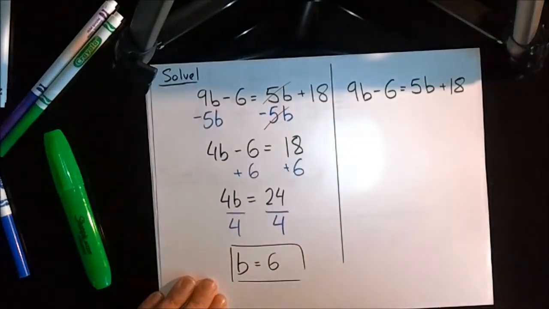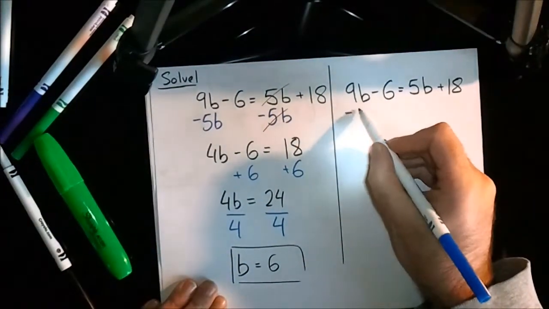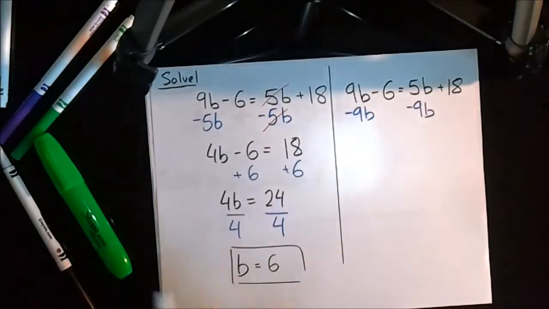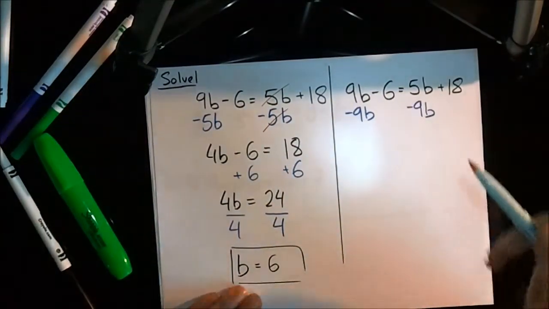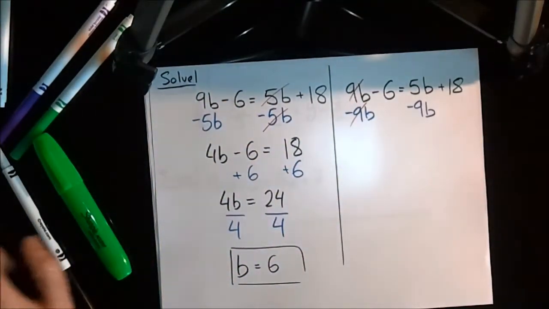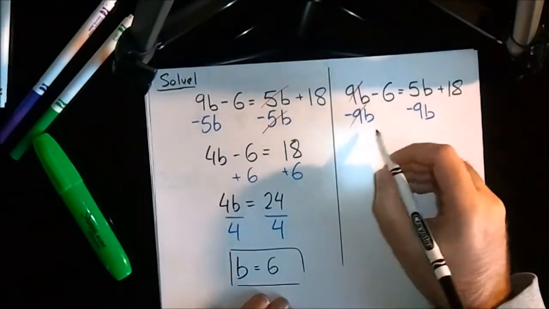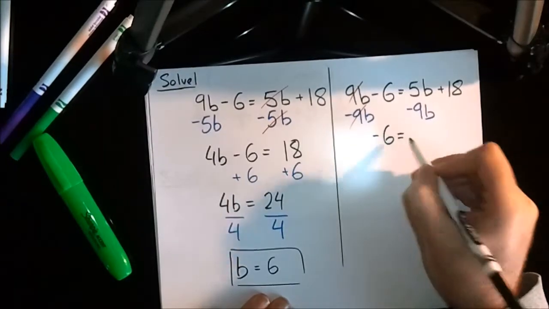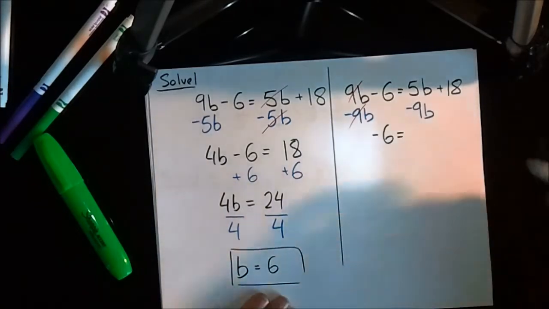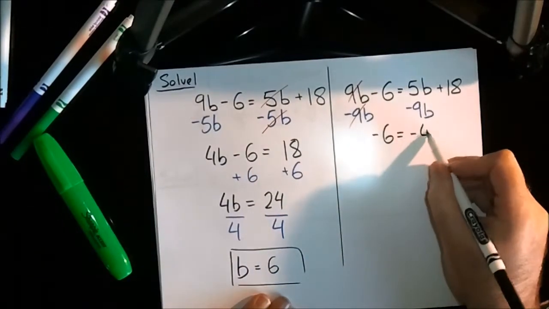How do I get rid of a positive 9b? Subtract 9b. And of course I have to do it from both sides. 9b minus 9b, just like 9 minus 9, that's gone, it's a 0. And I'm not going to write that 0 because I have that negative 6. 0 minus 6 is still minus 6. Now 5b minus 9b, and this is the only reason I don't like this method: 9 is bigger and it's a negative term, so it's going to be a negative 4b.